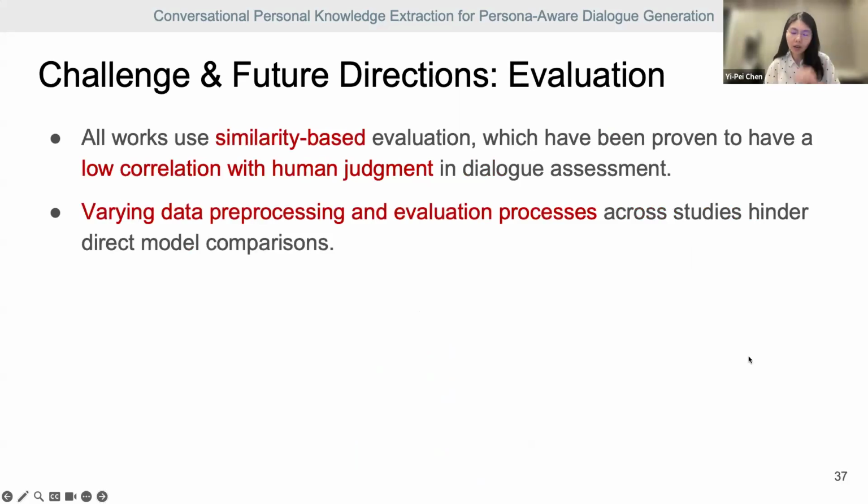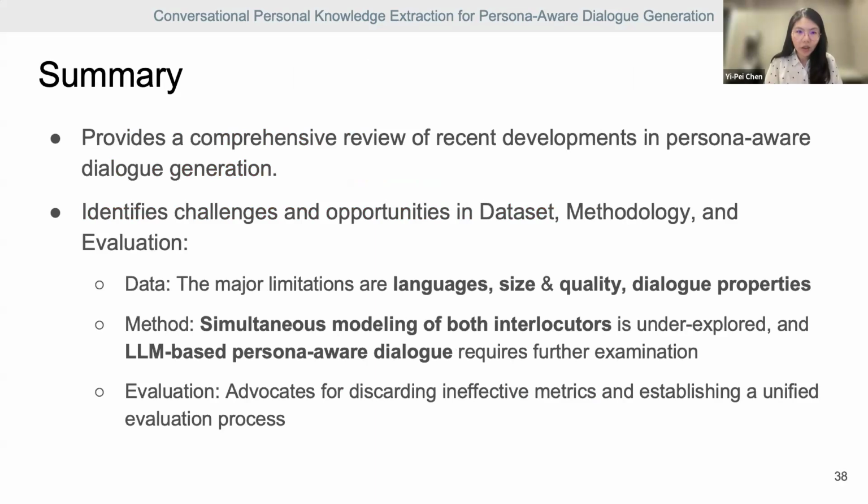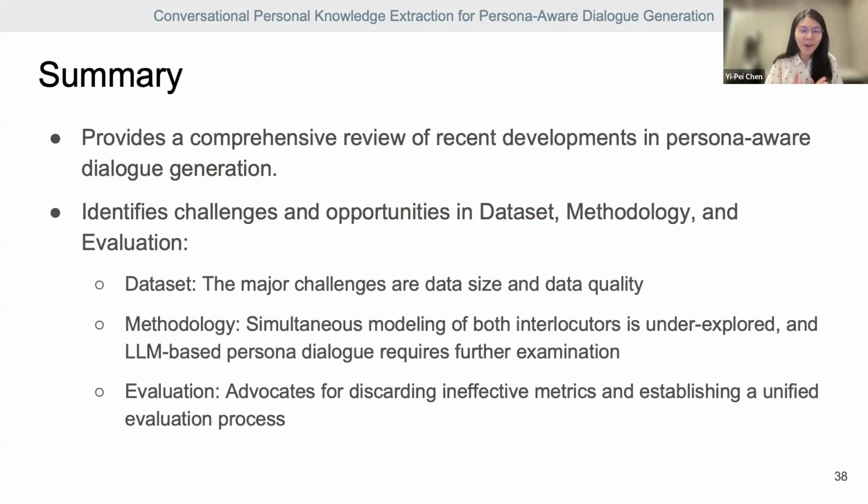For the evaluations, all of the works in our survey use a similarity-based evaluation, which has been proven to have low correlation with human judgment. So we advocate using the more recently proposed dialogue evaluation methods instead of similarity-based evaluation metrics. Okay, so here is a summary of persona-aware dialogue generation. We provide a comprehensive review of recent developments in persona-aware dialogue generation, and we identify the challenges and opportunities in data, methodology, and evaluation.